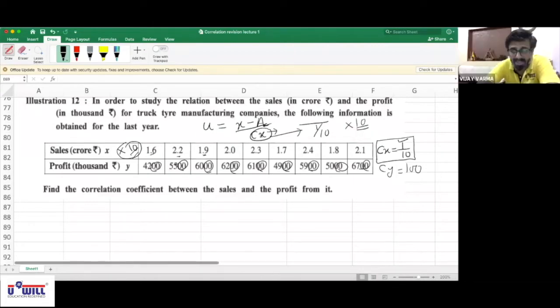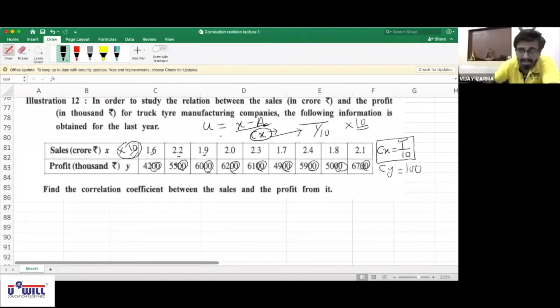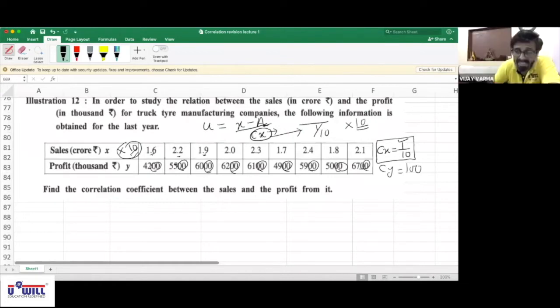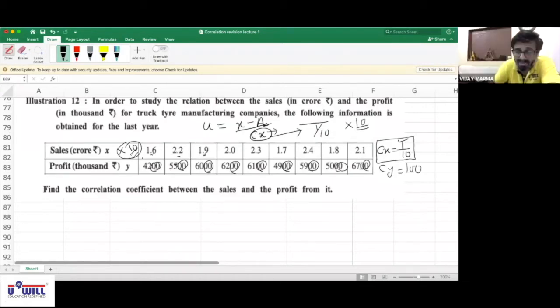Hitarth, please unmute yourself. Okay, Hitarth, see, Cx is the number which you divide by in x minus a upon Cx. Now, Hitarth, what will you do to remove the decimal 1.6, 2.2, 1.9? To remove the decimal, what will you do? Divide by 10. No, to remove the decimal, we will multiply with 10. 1.6 into 10 is how much? Ah, yes. 16. Sorry, sir. What we are going to do to remove the decimal, we will multiply with 10.